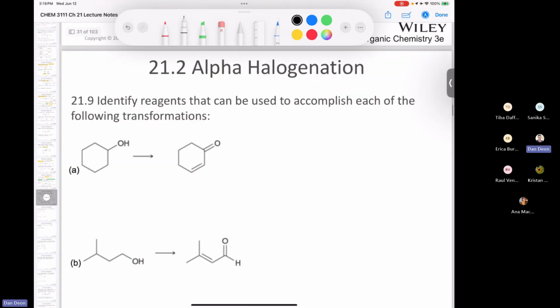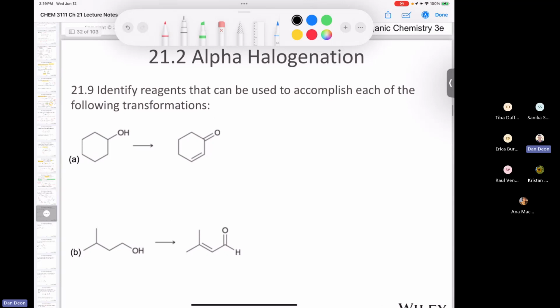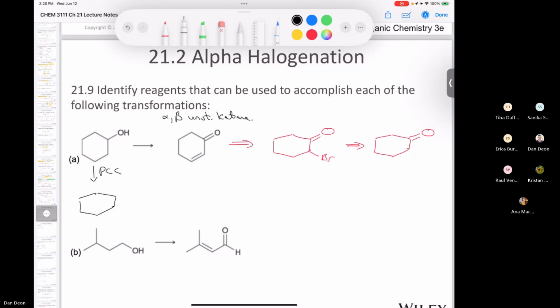Let's try another one. Alpha halogenation. So we want to take this alcohol and we want to convert it to this alpha beta unsaturated ketone. And so that could be done from the alpha bromo ketone, and that could be made from the ketone, and that can be made from the alcohol. So the first step is going to be to oxidize this using PCC or Swern or whatever. So if we take this with PCC, we're going to end up with cyclohexanone, like that.